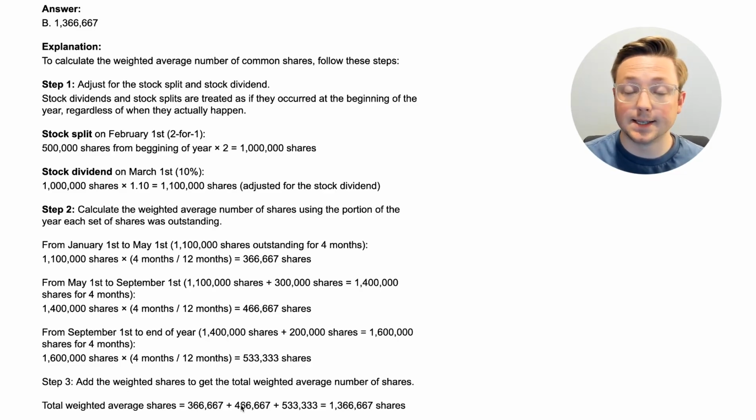So then we add up all these different totals, the 366,667 plus the 466,667 and the 533,333. That gives us 1,366,667 shares. So again, this is a different way of looking at it.